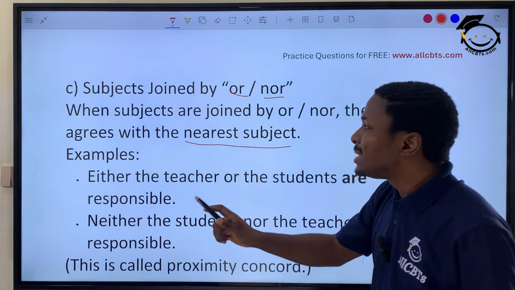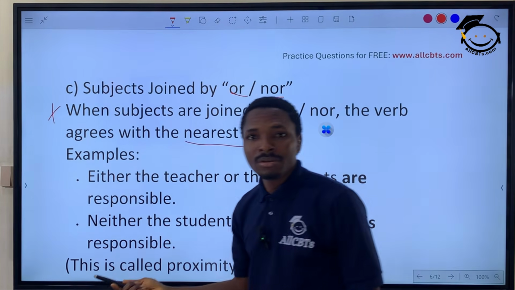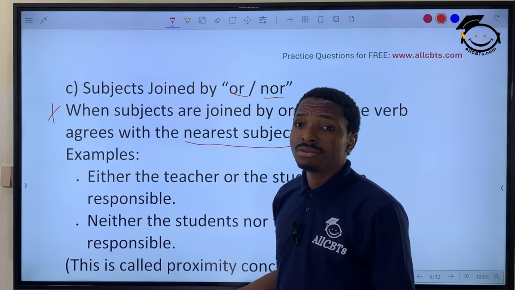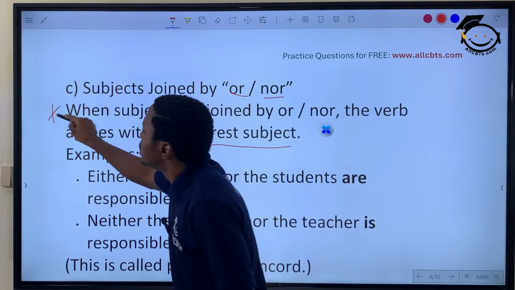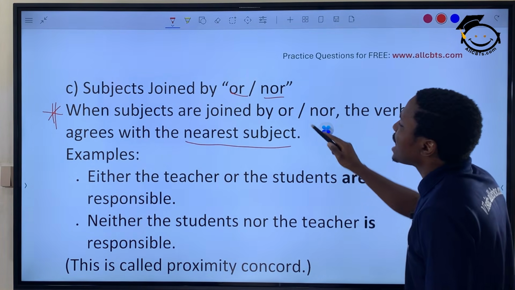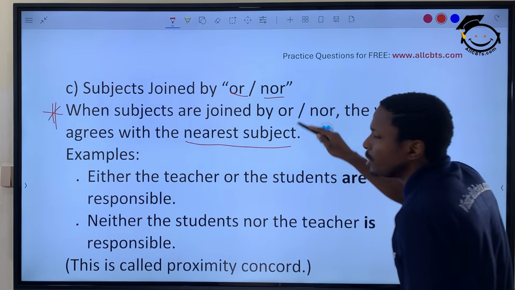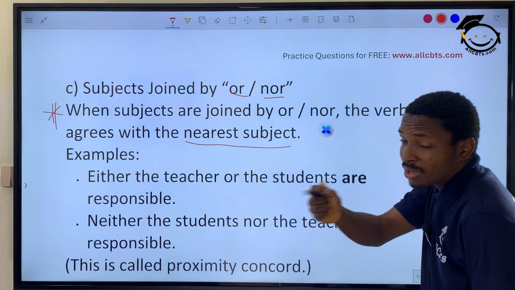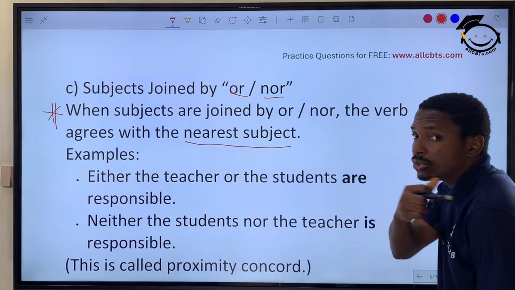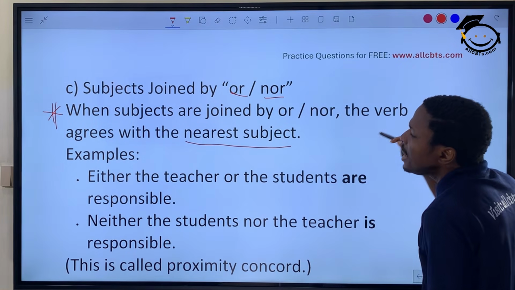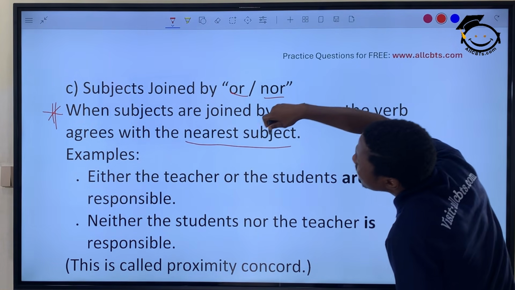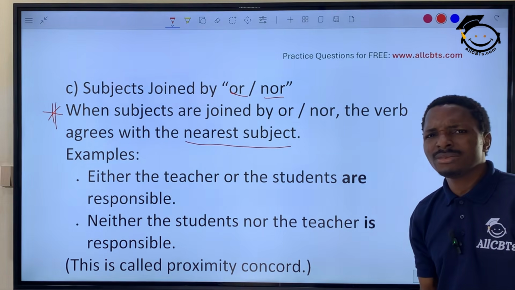Look at the rule again. This is the rule. It's a law in English. You cannot change it. So when subjects are joined by "or" or "nor," remember what I explained. You can rewind the video to understand. The verb agrees with the nearest subject.